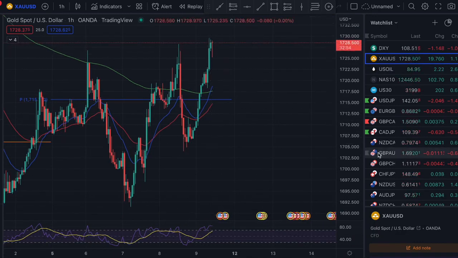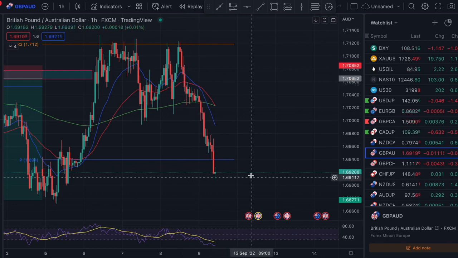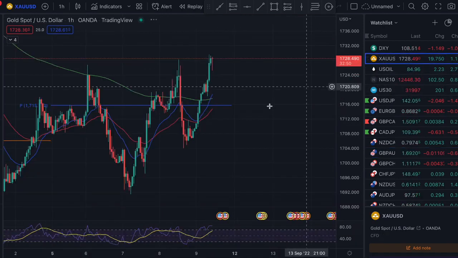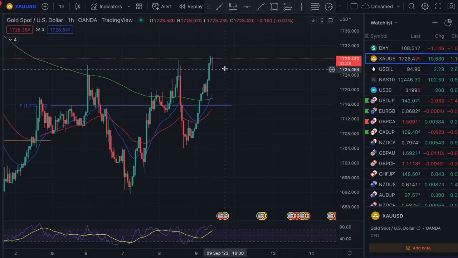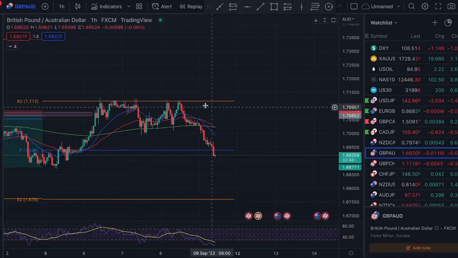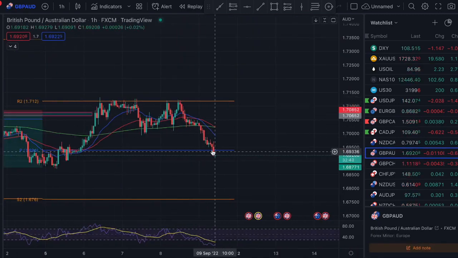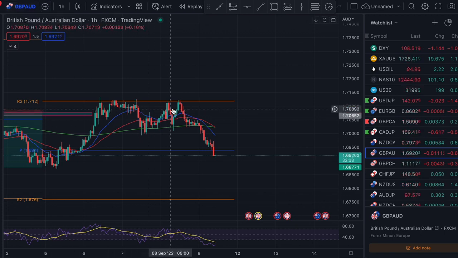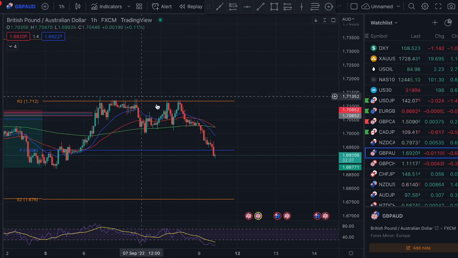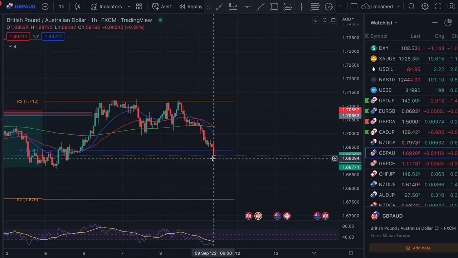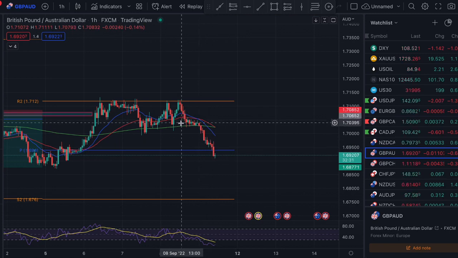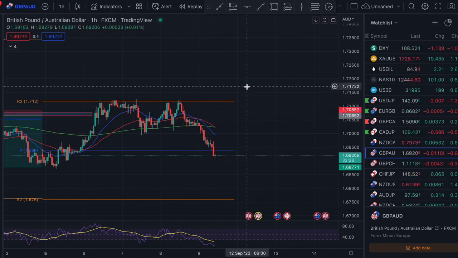Now, if we look at AUD pairs, we have a nice fall. So this shows us when gold is getting stronger, the Australian dollar is also getting stronger. Because remember, it's GBP AUD, so when it's falling, this shows us that the Australian dollar is getting stronger. If this was AUD GBP, then this would be rising because the Australian dollar is getting stronger.